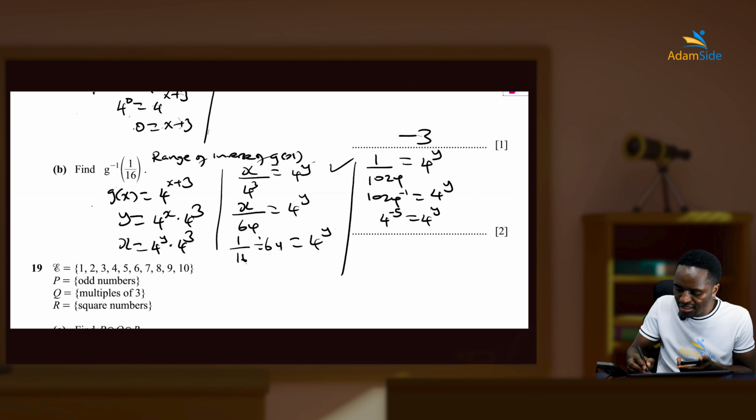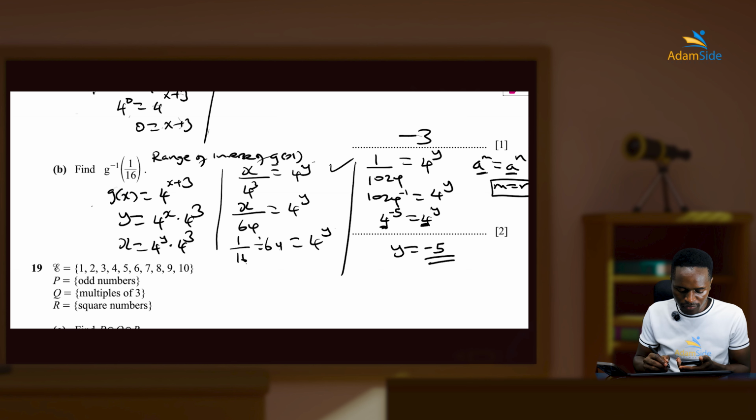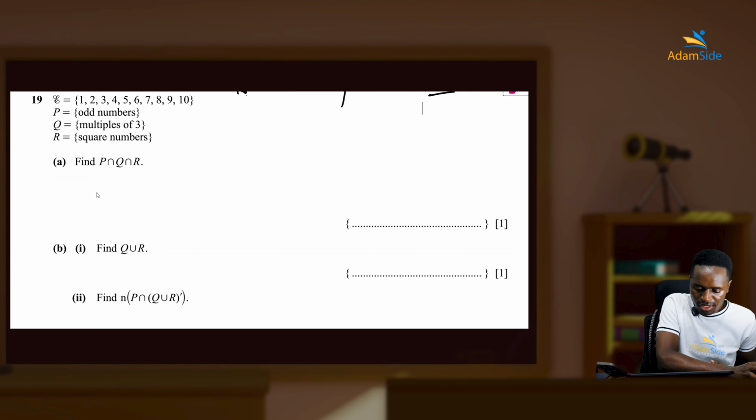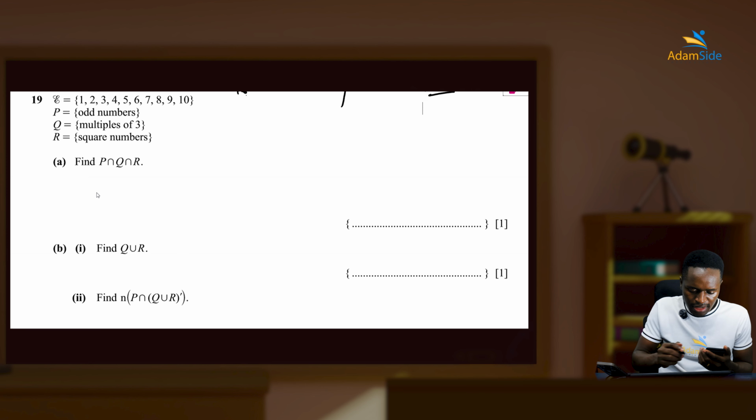So we have made them the same, because we know when a power m is equal to a power n and the bases are the same, the powers are also the same. Now here, the bases are both 4, so y is equal to negative 5. And that's it. That's our understanding. Okay, and then we go to question number 19.